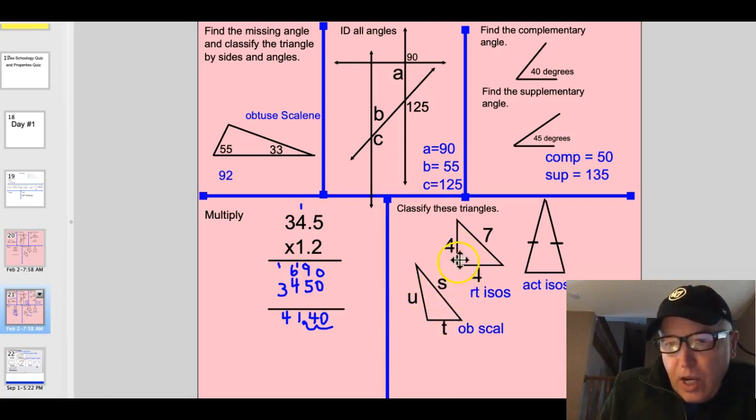These two here, this is going to be an isosceles triangle because it has 2 angles that are the same, or 2 sides that are the same, and of course this is a right isosceles triangle, and this is just an acute isosceles. You can see the 2 sides that are the same, and here's your acute angles there.